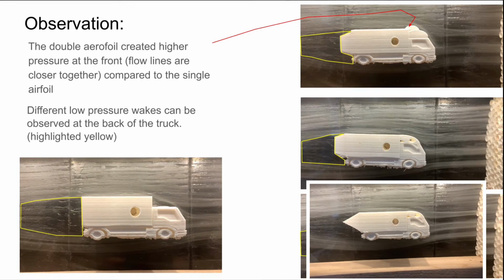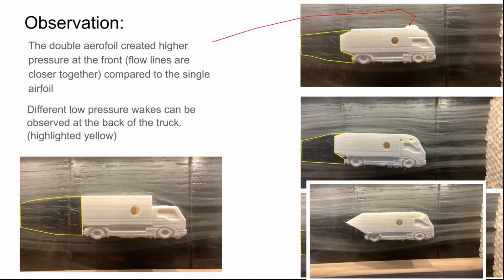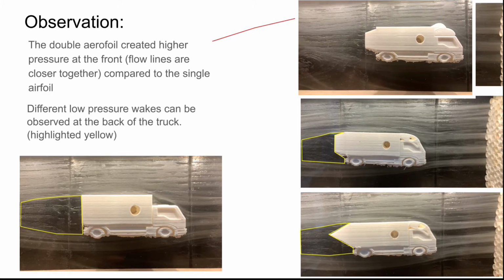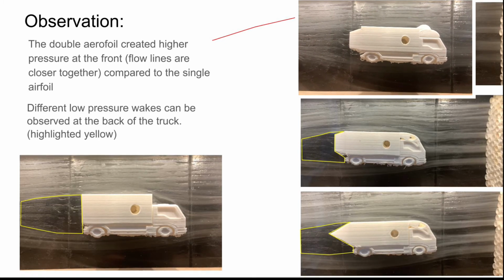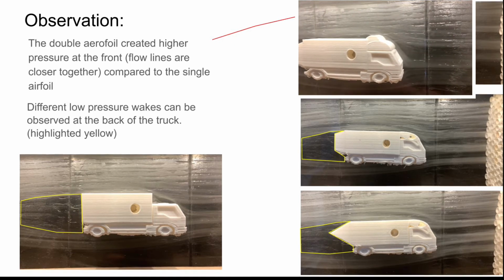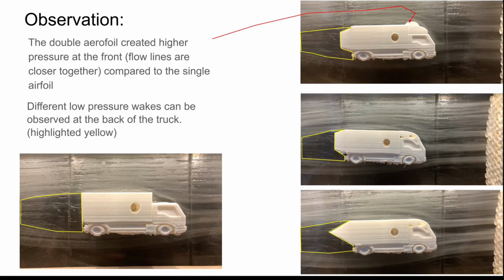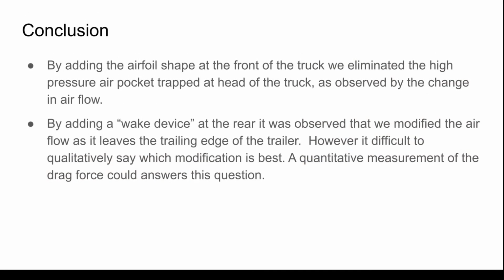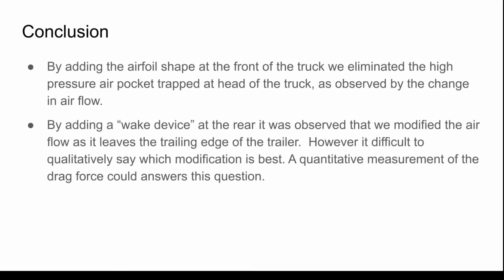Here are my observations of the various truck designs. It was observed that the double airfoil created a higher pressure at the front, as you can see by the flow lines being closer together compared to the single airfoil. In these observations, you can also see different low pressure wakes created at the back of the trucks, which are highlighted in yellow.